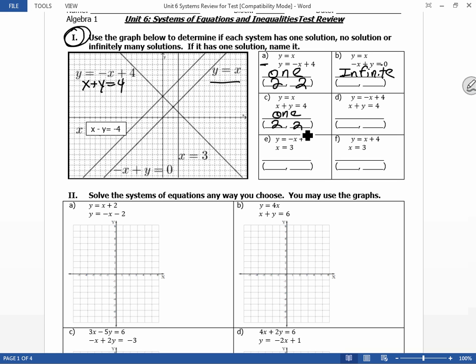And just going through the rest of this, D, once again, is y equals negative x plus 4 and x plus 4 equals 4. Well, that's this equation twice. So that means there are infinite solutions. And then for these last two, the answer is 1, because negative x plus 4 and x plus 3 intersect right there. And that solution is 3, 1.